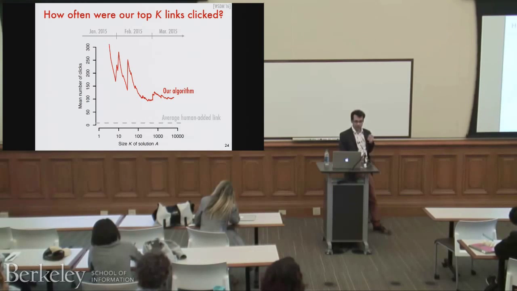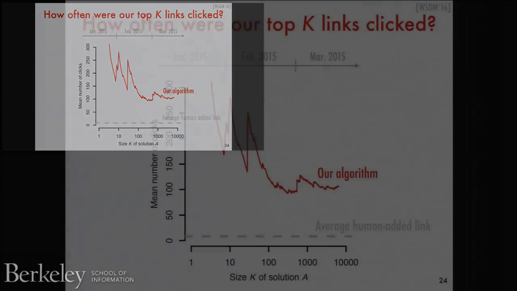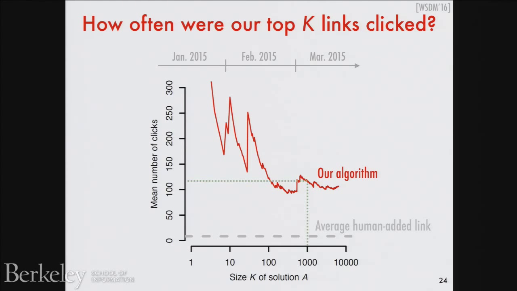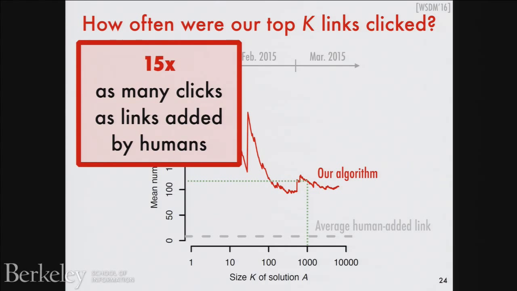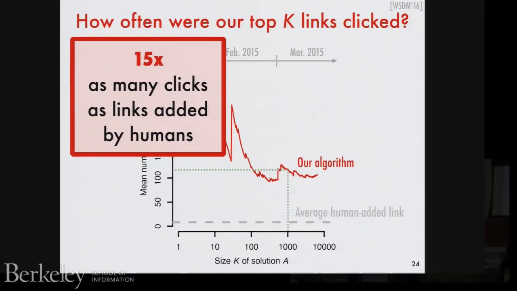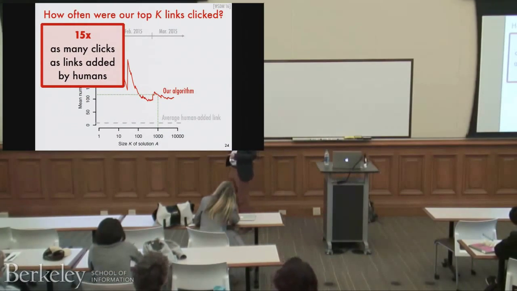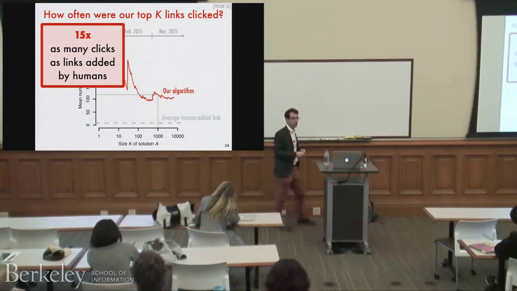And the recommendations that our method makes are significantly better. For example, if we take K equals 1,000 again, then each of our top 1,000 recommendations receives about 120 clicks in a month. So for K equals 1,000, that's an increase of 15 times over the human baseline. Put differently, that means that by adding 1,000 links to Wikipedia, we could improve the experience of 120,000 users, assuming that each link click is made by a different user, which is close to what's actually happening.